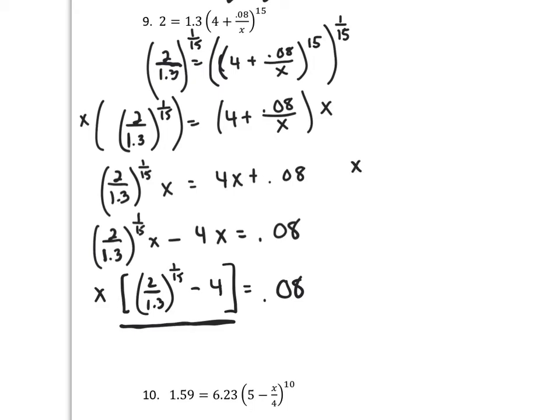So this is x equals 0.08 divided by 2 divided by 1.3 to the 1/15th minus 4. Use your calculator and you'll get negative 0.0269.